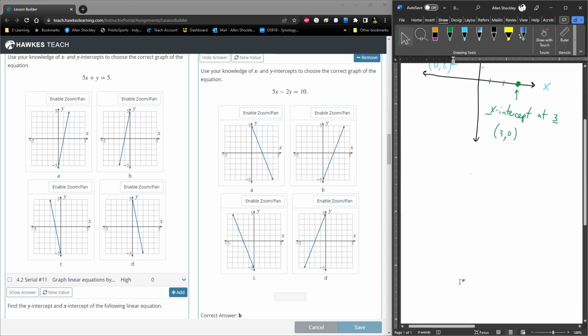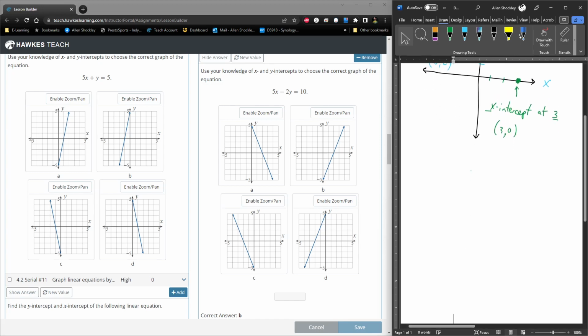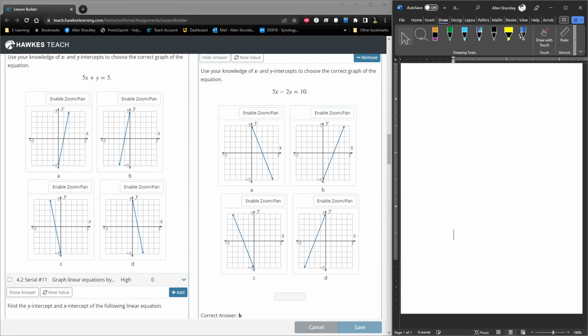Excuse me. Come down here. And all right. Perfect. Brand new page. Okay.